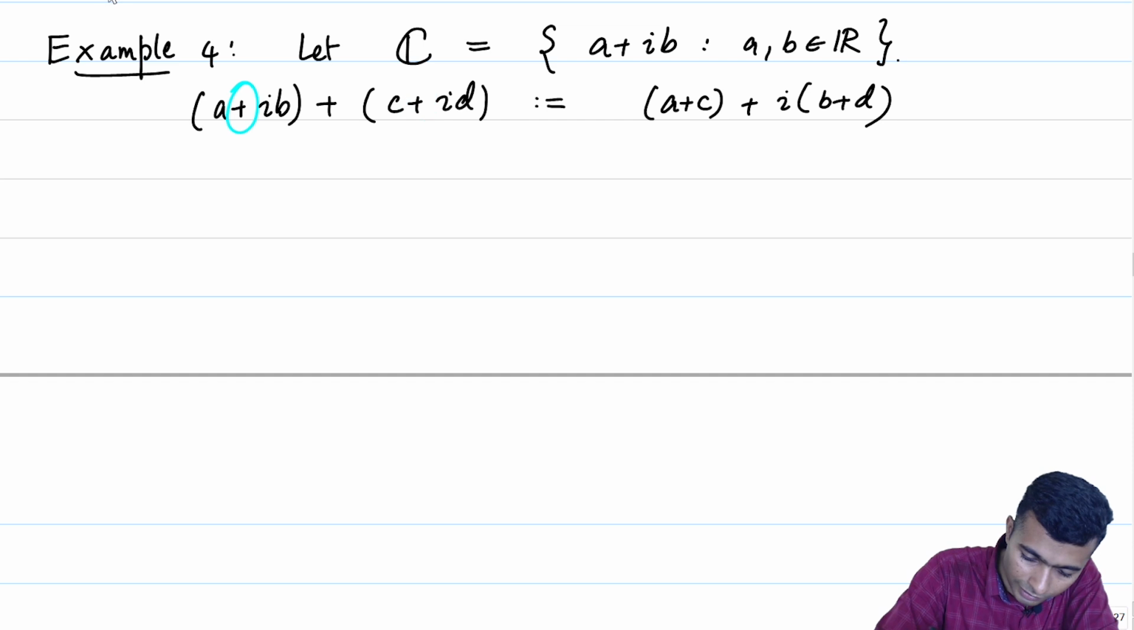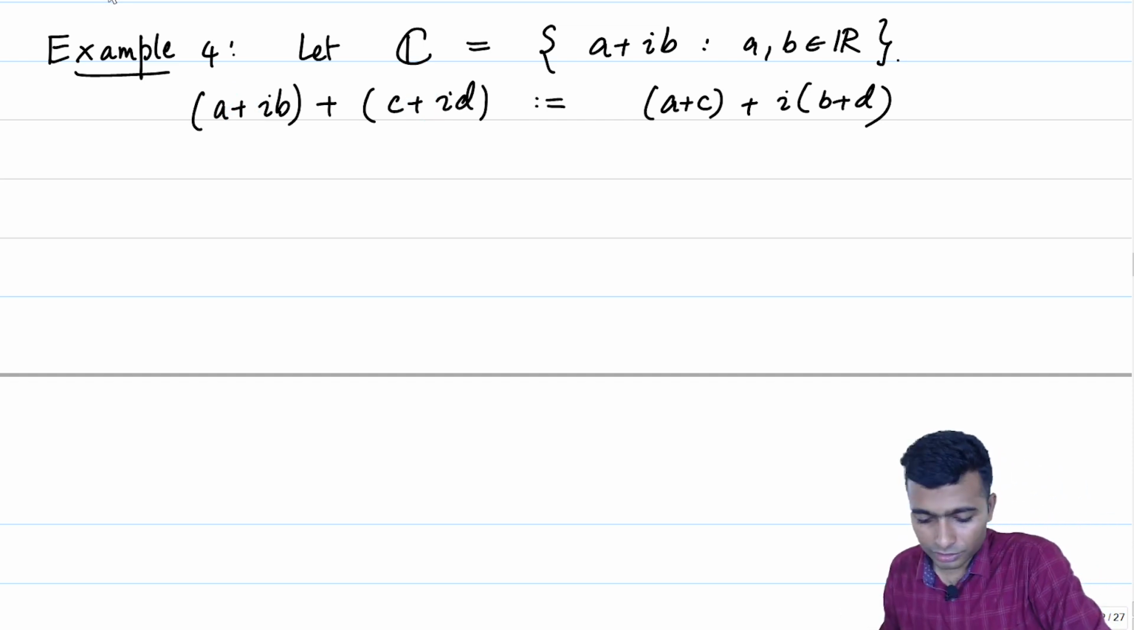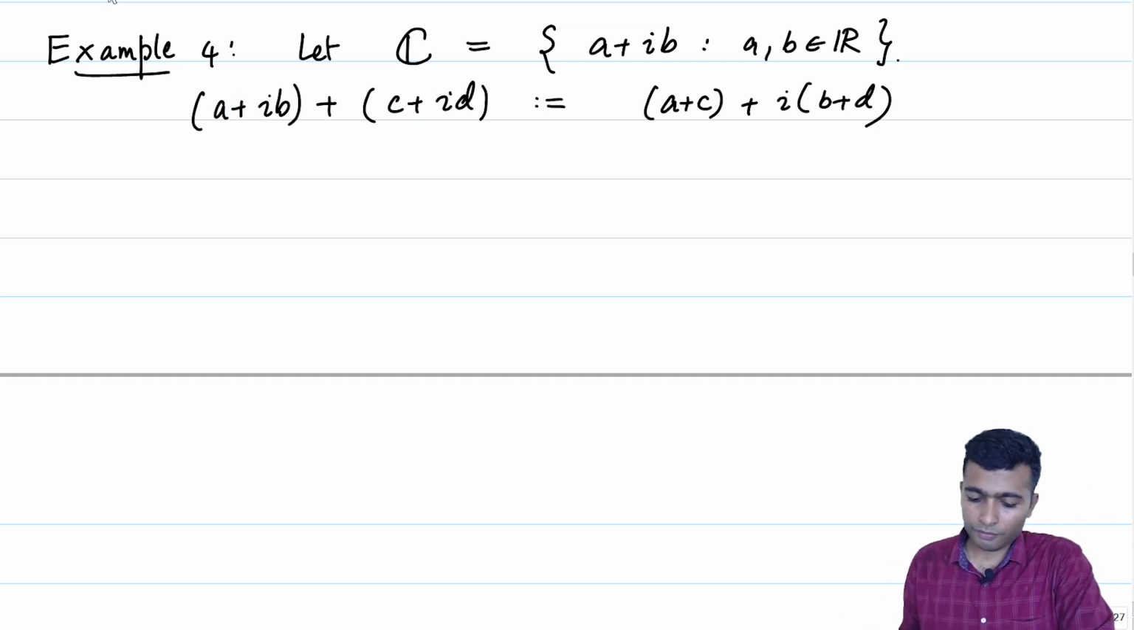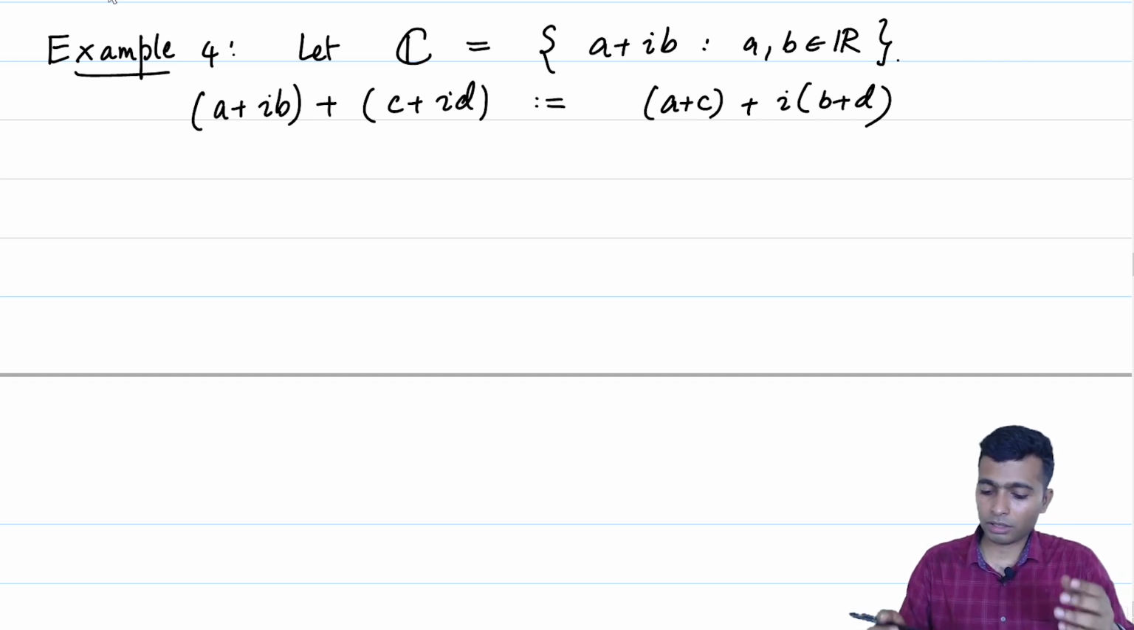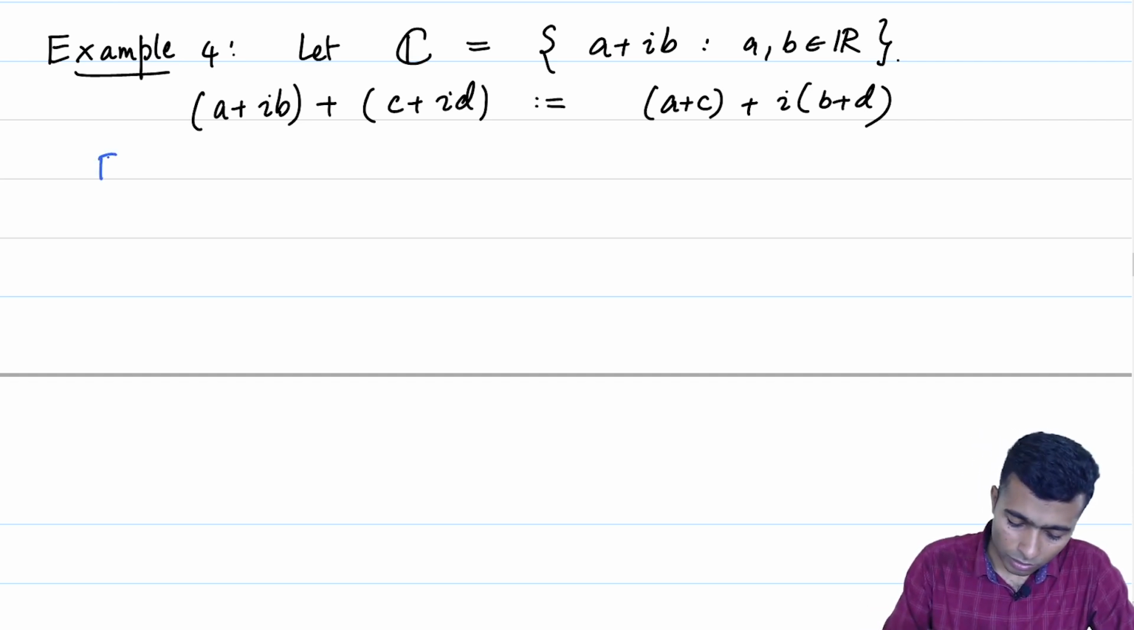Okay, enough said about the abuse of notations here. We have defined addition. So this is our vector addition that we would like to consider. Observe that if you are taking two complex numbers and adding them, you are getting back a complex number.